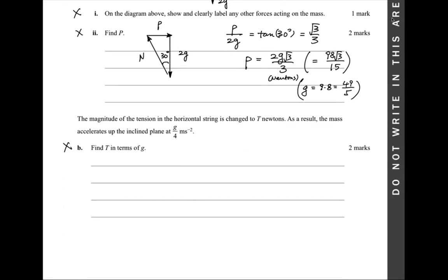The magnitude of the tension in the horizontal spring is changed to T newtons. As a result, the mass accelerates up the inclined plane at g over 4 meters per second squared. So we want to find T in terms of g. Well, I still draw this force diagram, even though it's not examinable for now. I mean, for historical purposes, we'll never forget. Good old time with mechanics. But now we have more pure math stuff, which might be better. Let's see.